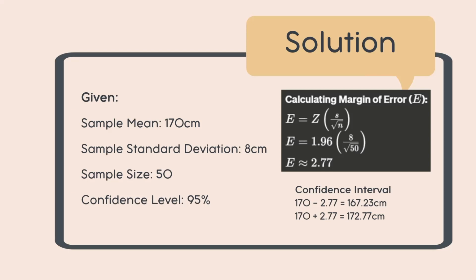So the 95% confidence interval for the average height in the entire population is approximately 167.23 centimeters to 172.77 centimeters. This means we are 95% confident that the true average height falls within this interval based on the sample data.